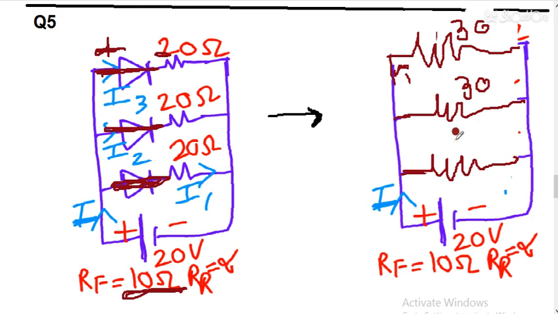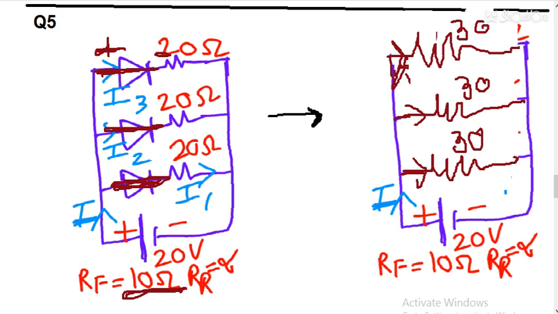Now these three resistances are connected in parallel because different currents can flow through them. So current will be divided here. In this some current will flow, in this some current will flow, like you have seen I1, I2 and I3. These three currents can be equal also, but when the current is divided, then we consider that the resistances are connected in parallel. So these are the three resistances now.